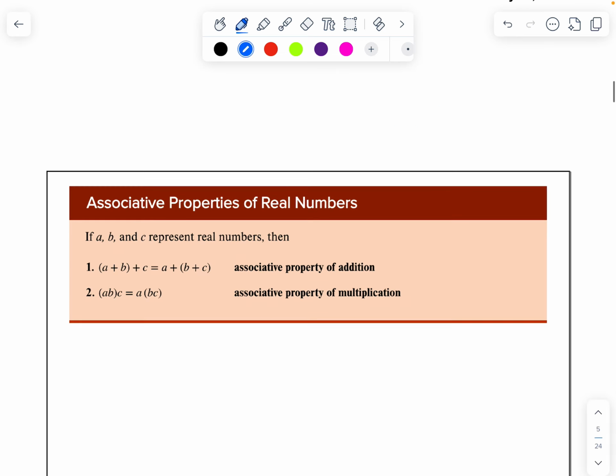Here's what those properties actually look like algebraically. A plus B plus C. We can group the A and the B, or we can group the B and the C. It makes no difference to us. With multiplication, we can group the A and the B, or we can group the B and the C. It does not affect the problem because multiplication is associative.